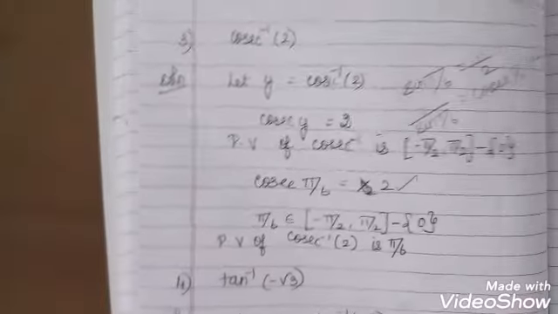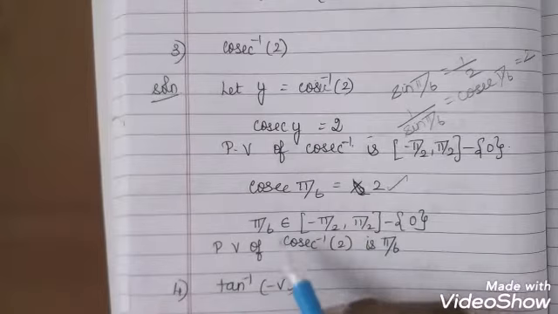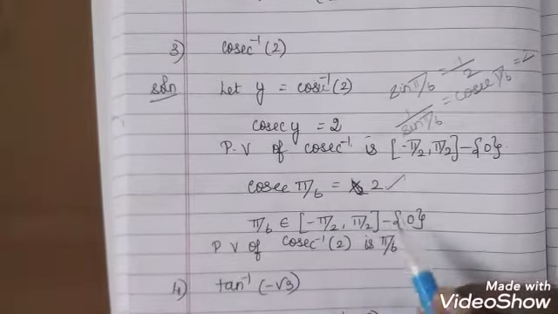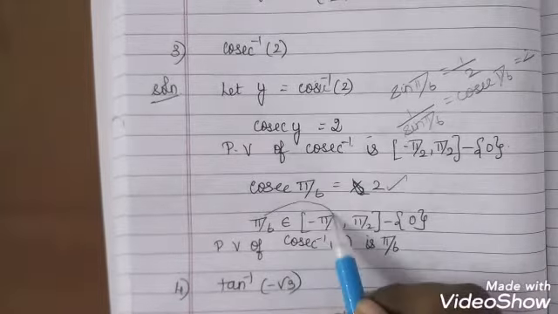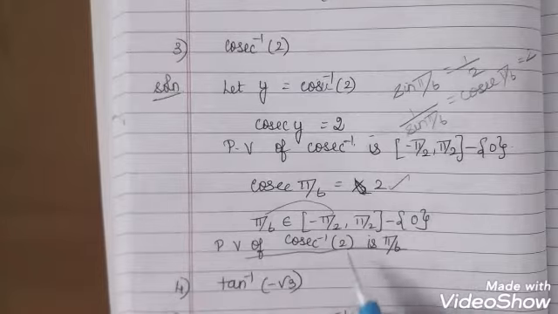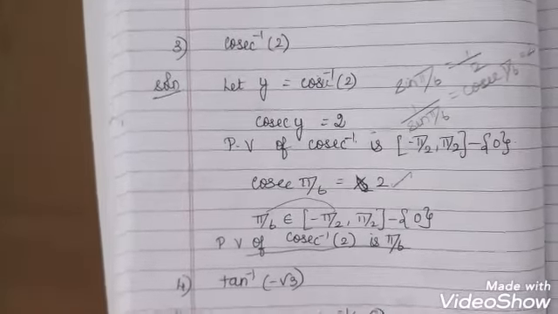Okay, so this is what you have here. So what about your pi by 6? It belongs to the closed interval minus pi by 2 comma pi by 2 minus 0. So it falls in this interval, and therefore the principal value of cosecant inverse of 2 is equal to pi by 6.